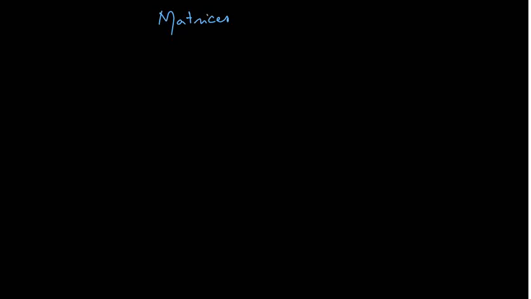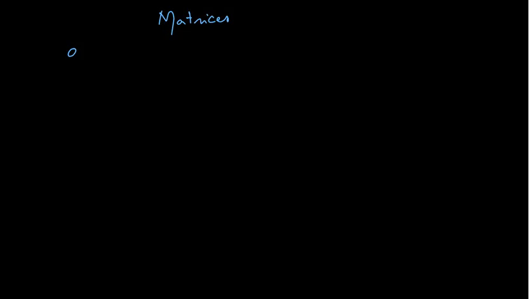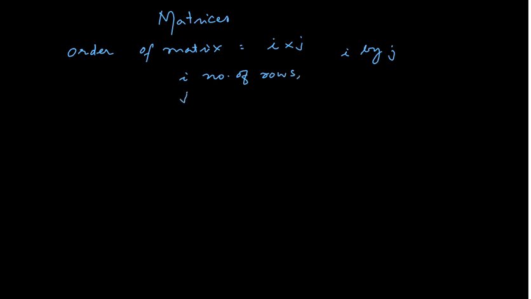So, order of a matrix is generally given as I by J. You have to read this as I by J, where I is the number of rows and J is the number of columns. So that's the first definition we have with order. It can be m by n or whatever: so many rows, so many columns.